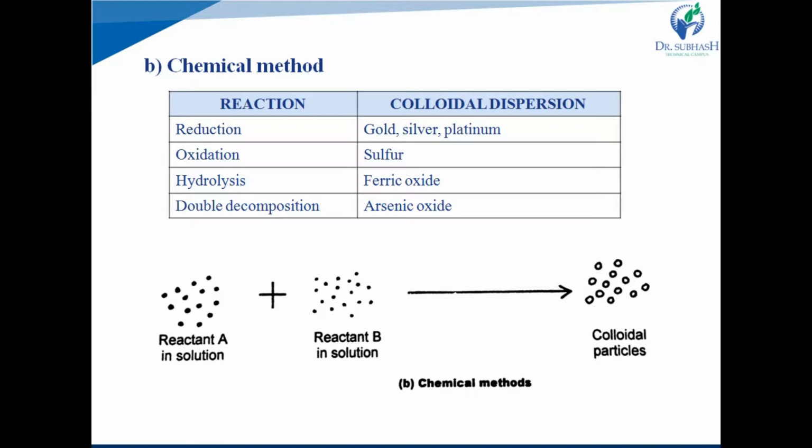Then by chemical reaction, for example, if we have reactant A and we mix it with reactant B in a solution, by this technique we can have colloidal particles. Such reactions are reduction, oxidation, hydrolysis and double decomposition. By this technique we can obtain the colloidal dispersion of different substances.